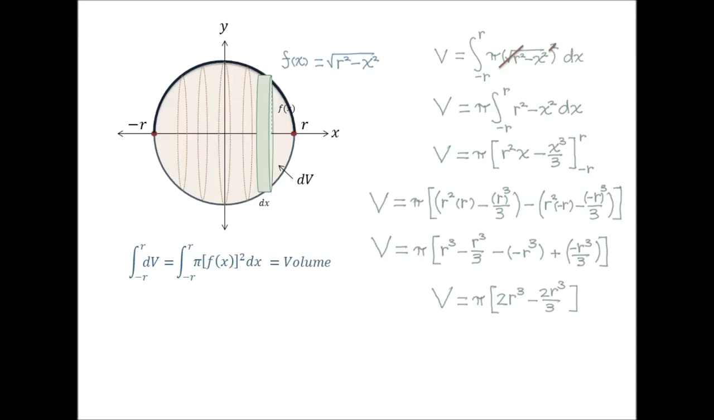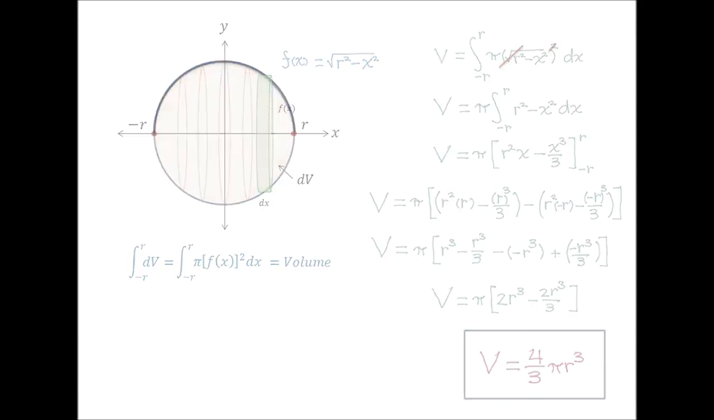And finally, we do our subtraction, and we ultimately end up with 4 over 3 times pi times r cubed, and this here is the volume of a sphere. So there you have it, the derivation for the volume of a sphere using calculus. I really hope this video helps out, because trust me, the proof doesn't get any simpler than this.